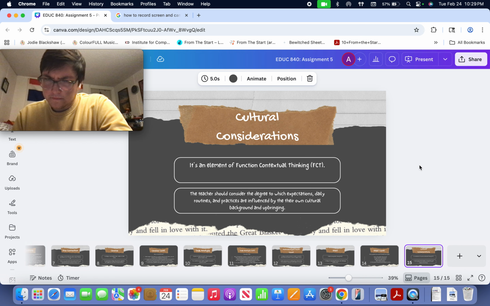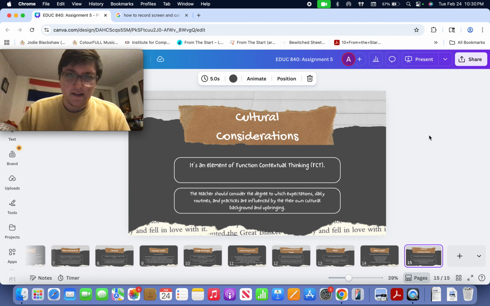And the last thing that this chapter mentions and the high leverage practice mentions is the importance of cultural considerations. Cultural considerations are an element of function control thinking, going back to FCT.